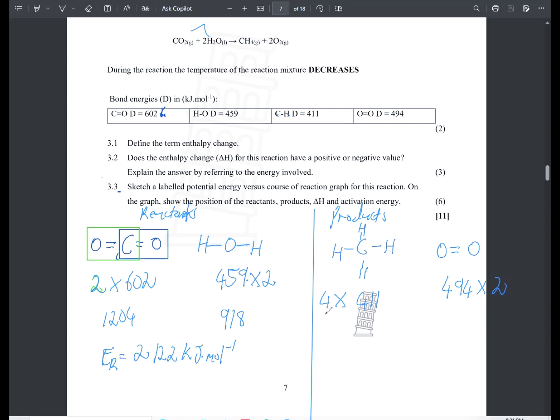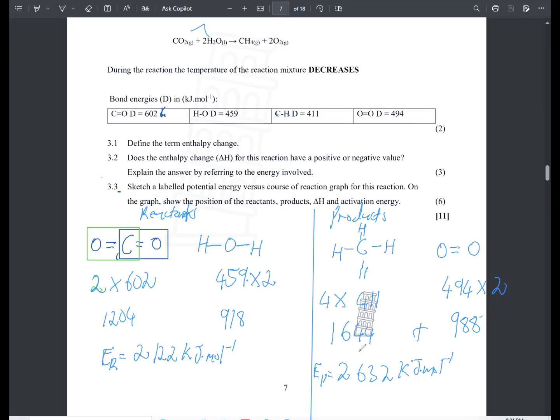Now if we say 4 multiplied by 411, that's 1,644. And then here 494 multiplied by 2, that's 988. Now when we add the 2, we get 2,632 kilojoules per mole, right? This is the energy of the product.